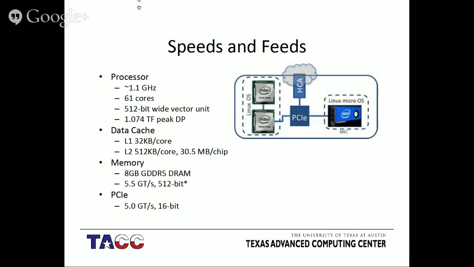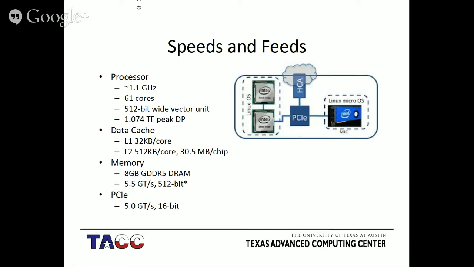Then you have 61 cores. They have 512-bit vector units, which is twice as wide as what you find in Sandy Bridge or Ivy Bridge. And if you multiply out all these numbers, you get a peak performance that is just a little bit north of 1 teraflop. So every device that we have in Stampede provides 1 teraflop of peak double precision performance. And we have roughly 6,800 of those, so you can see where the 7.5 petaflops come from.